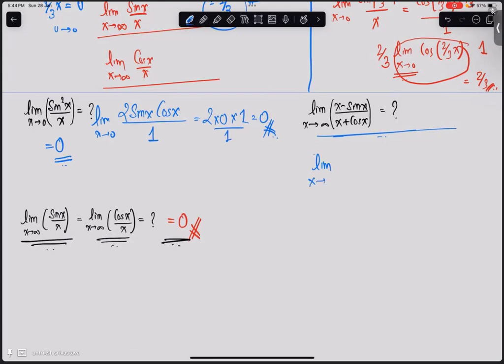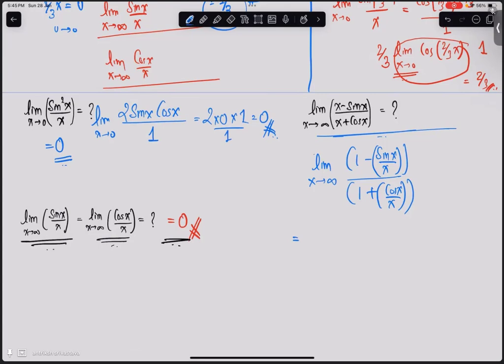Limit x tending to infinity. Let's divide the numerator and denominator by x. 1 minus sin x by x, divided by 1 plus cos x by x. So by this time, you guys might already be aware of what I am trying to do, right? Now what am I going to do? I am going to take this limit inside the fraction.